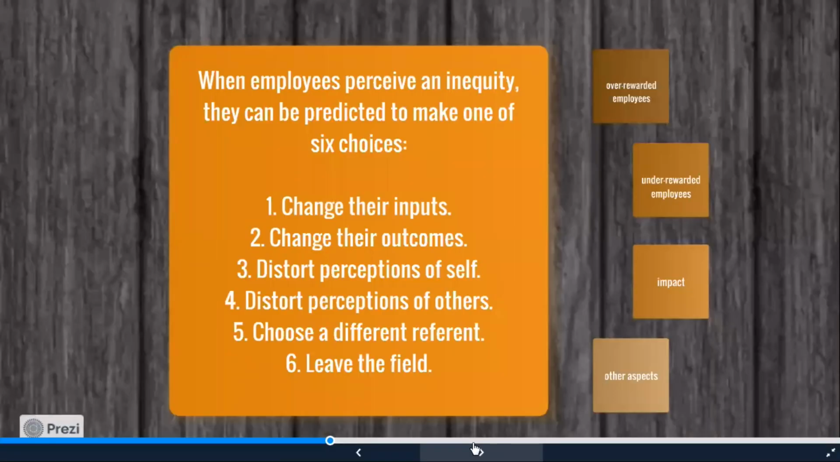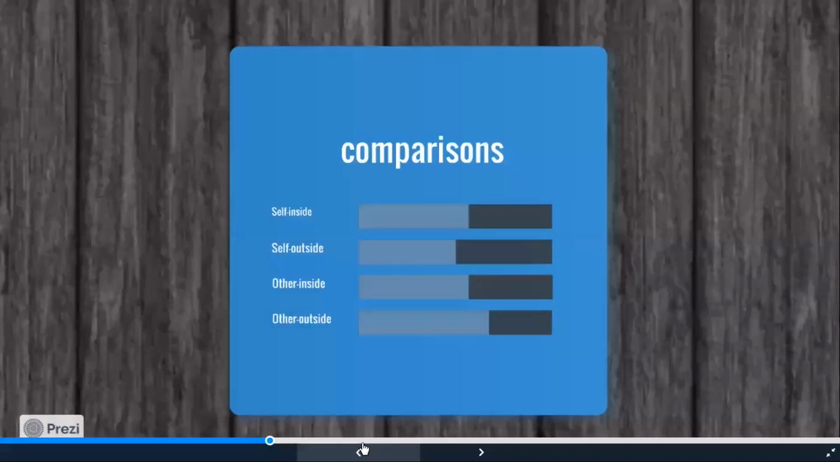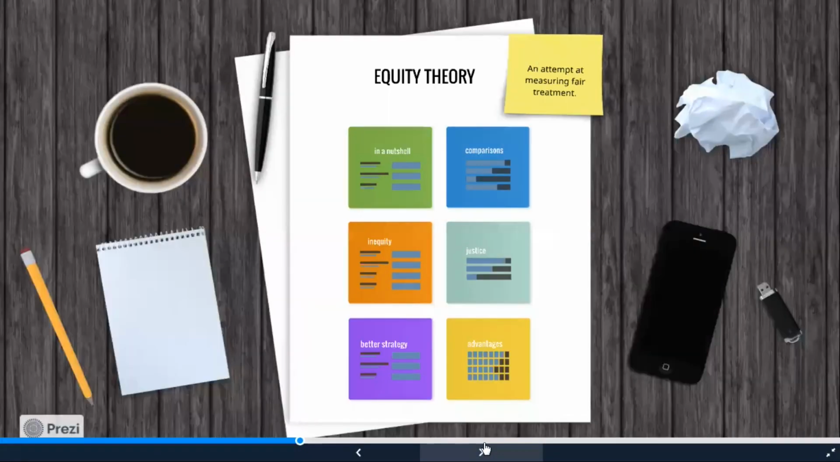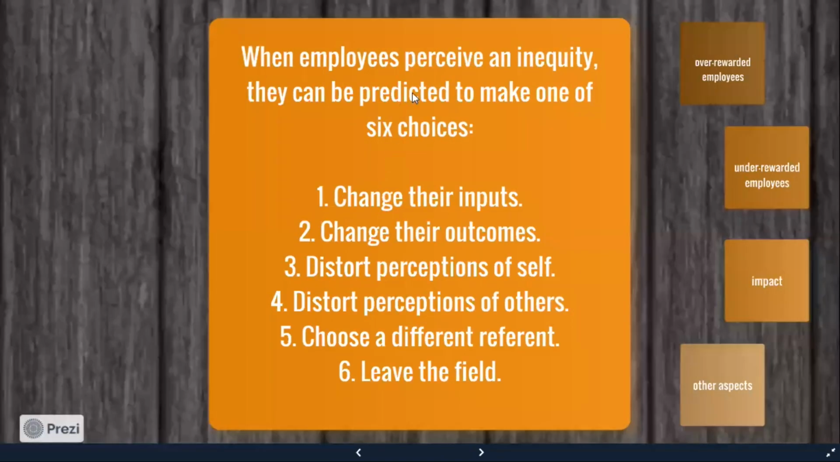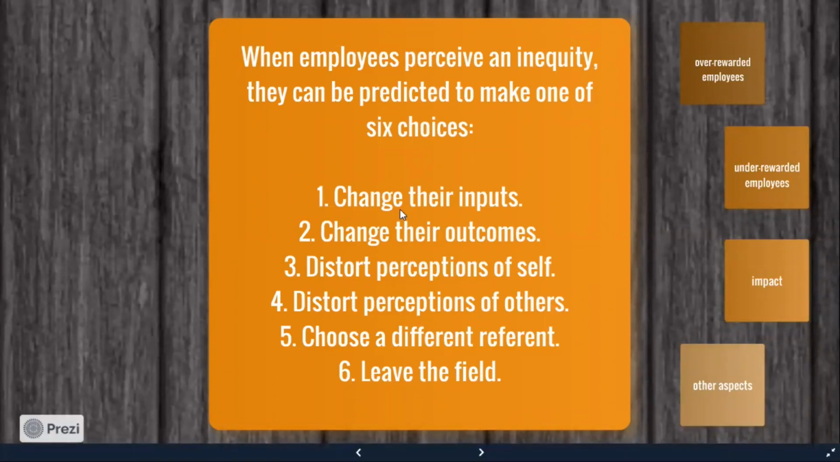Now, what would be the decisions, the choices that I may have based on the assumptions that I make here? Self inside, self outside, others inside, others outside. So I make up my mind. So what would I do with that? When employees perceive an inequity, that means some imbalance, what I give is not exactly what I'm getting in return, they could make one of these 6 choices.